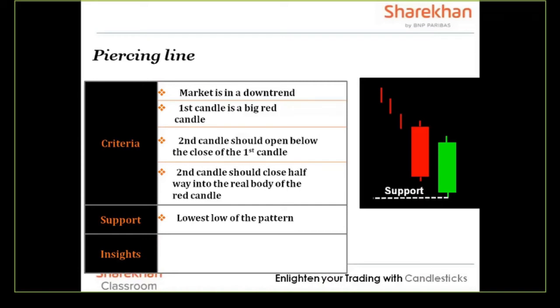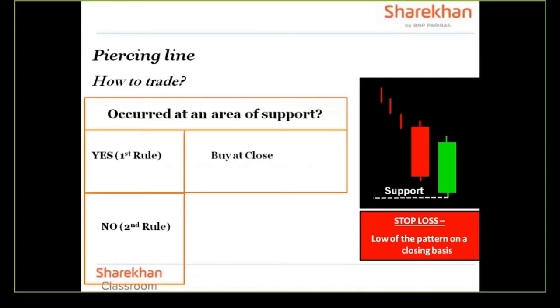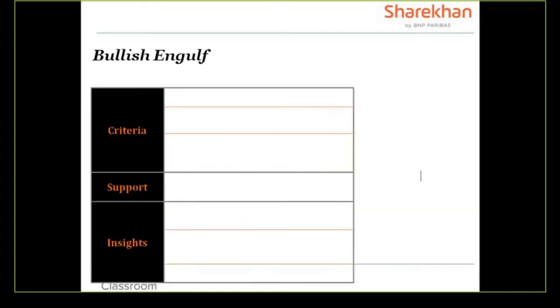The lowest low of the pattern should be referred to as the stop loss, and that too on a closing basis. The real body should be relatively long, as I said. So again, the same thing here also. My plan of action as a more conservative trader: I would buy when the prices go above the high of the red candle, or maybe even the second candle for that matter, but not at the close definitely. And then the last pattern, the bullish engulfing pattern. We are going to be looking at some live examples of them on the real charts as well.